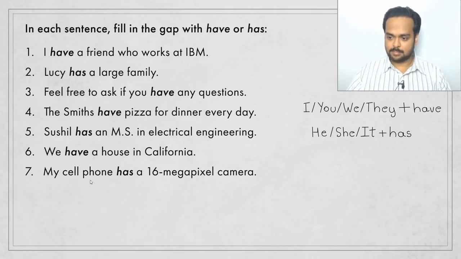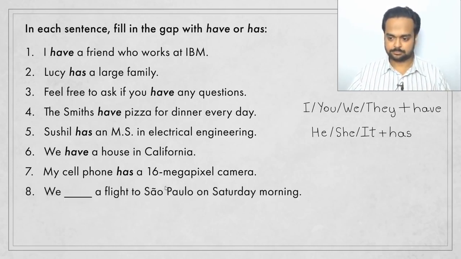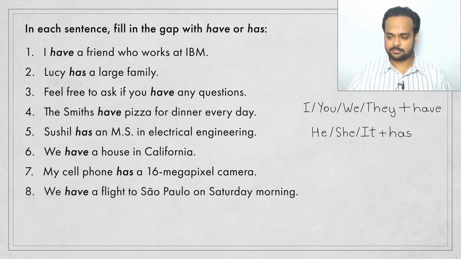Why has? Because my cell phone is a singular subject. It's like saying it, so it has is correct. And this sentence talks about a quality. So the 16 megapixel camera is a feature of my cell phone. Number eight, we a flight to Sao Paulo. On Saturday morning, we have a flight to Sao Paulo.